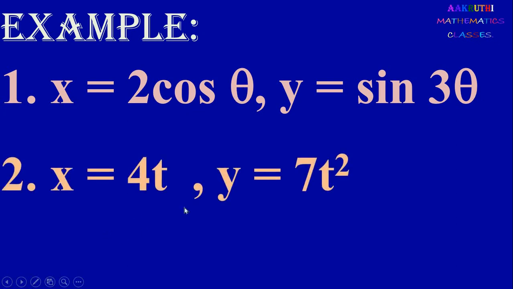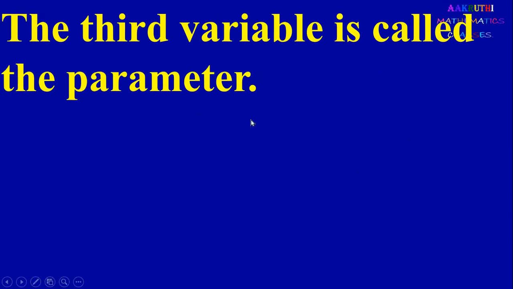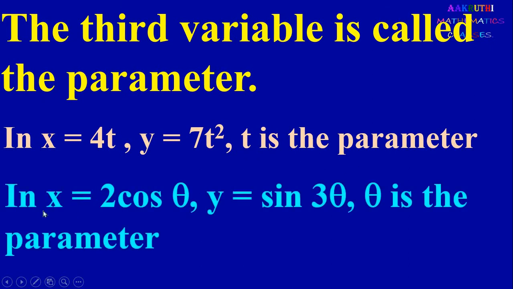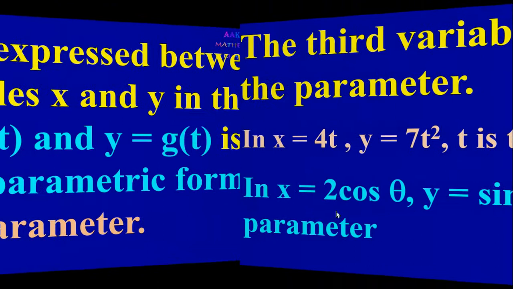And x equal to 4t and y equal to 7t square. This is also a parametric equation. Here x and y are expressed in terms of another variable t. Now here t is another variable and here theta is another variable. The third variable is called the parameter. In x equal to 4t and y equal to 7t square, t is the third variable and t is the parameter. In x equal to 2 cos theta and y equal to sin 3 theta, theta is the third variable and theta is the parameter.